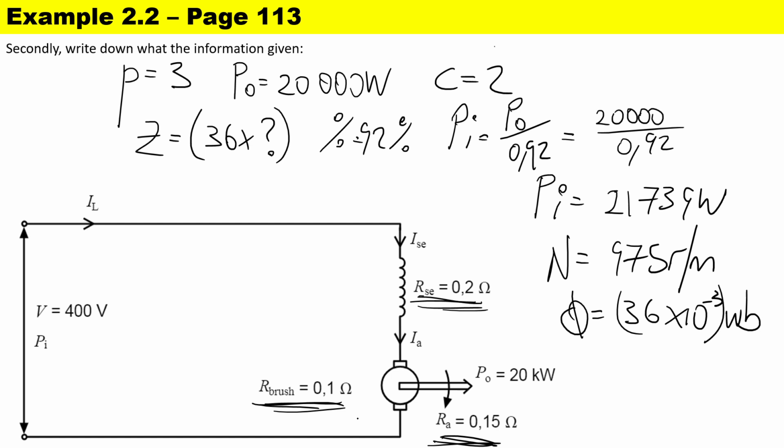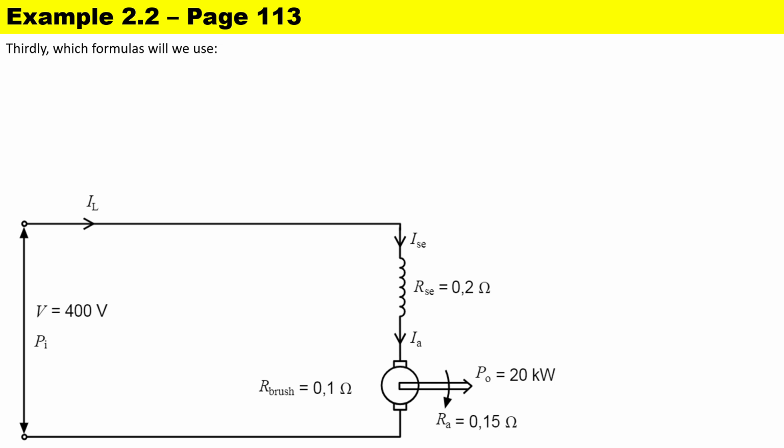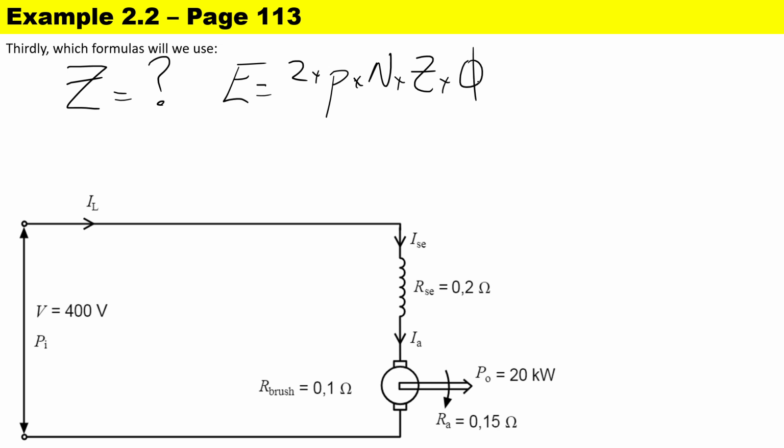Now thirdly, which formulas will we use? The question says calculate the number of armature conductors per slot. So to do that, we're going to need to calculate Z, which is the total number of armature conductors. In order to solve for Z, we will have to use the EMF equation, 2 times P times N times Z times flux all over C times 60.